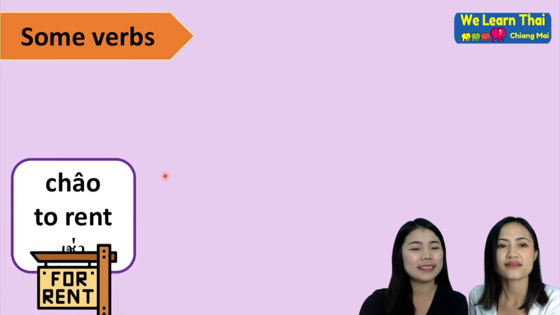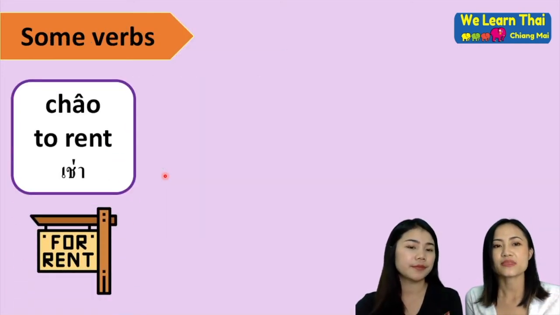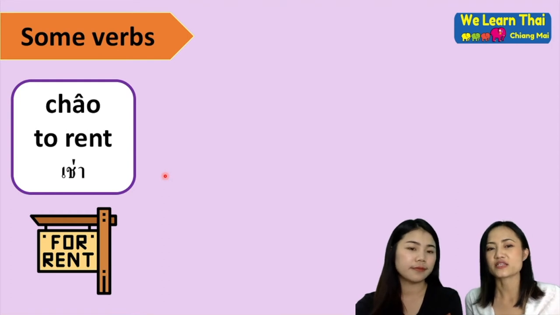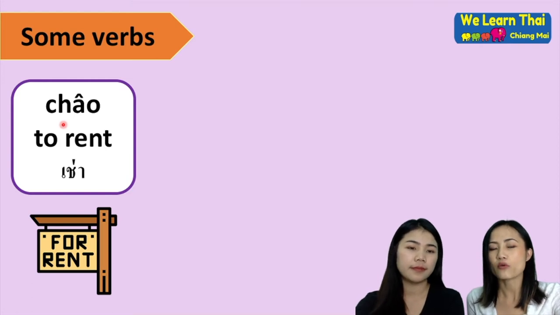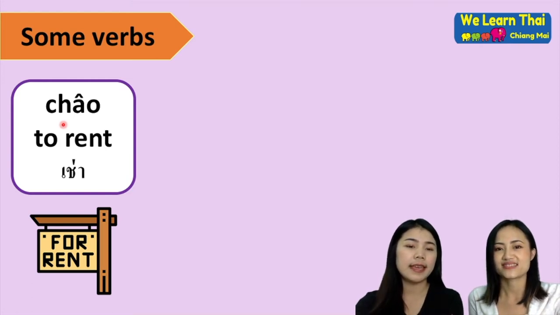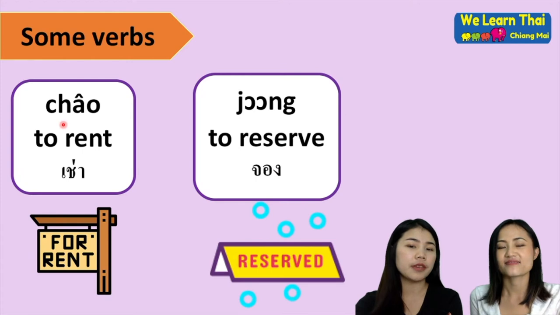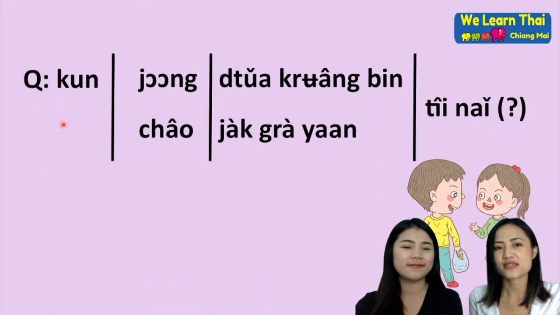Okay, next, let's take a look at the words to rent and to reserve. To rent, in Thai, we say chao. And to reserve, you can say jong. So let's see how to use them.